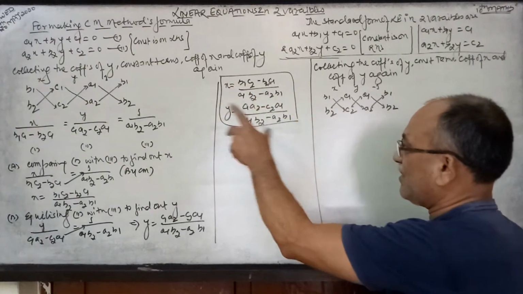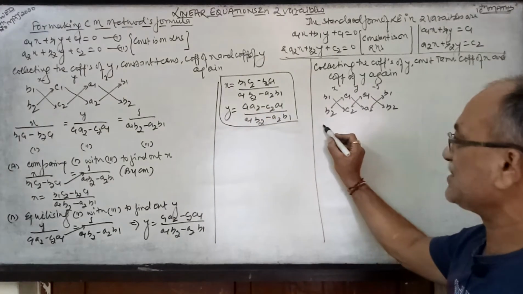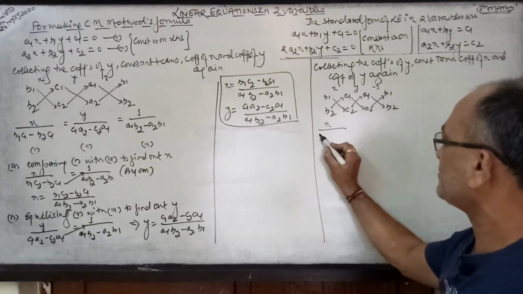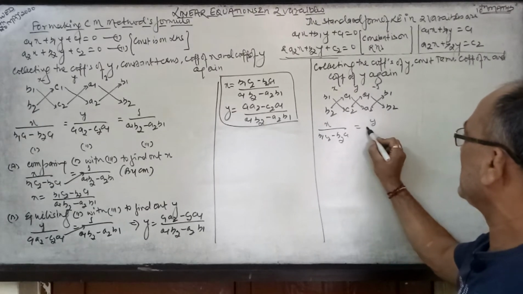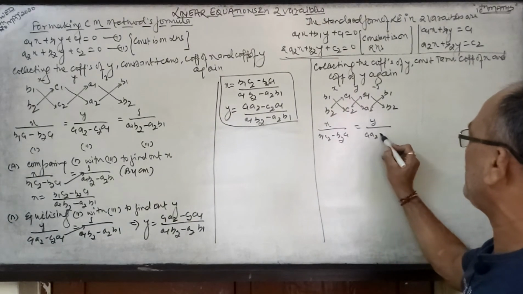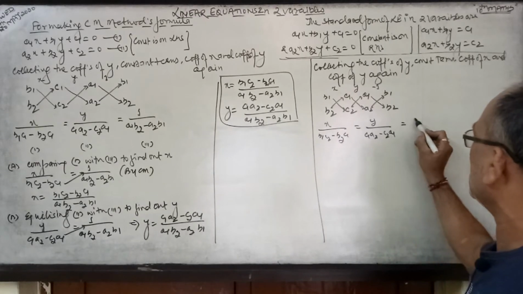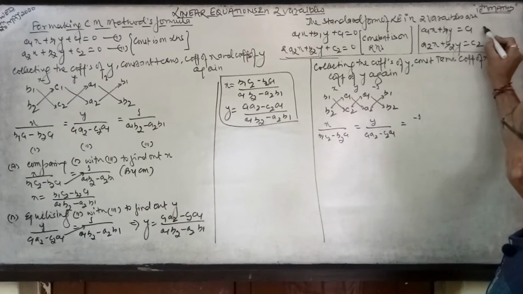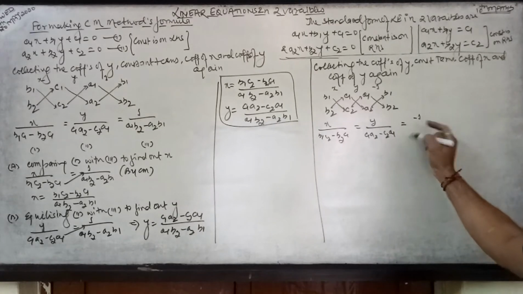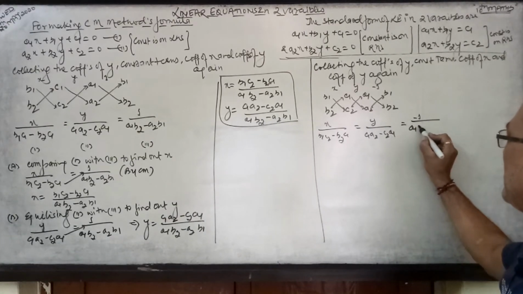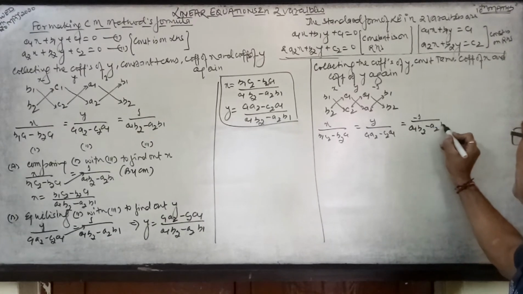What will be in the last? I will dictate it now. X over B1 C2 minus B2 C1 is equal to y over C1 A2 minus C2 A1 is equal to -1, because constant is on the right hand side. So that's why you write here 1. Now A1 B2 minus A2 B1.